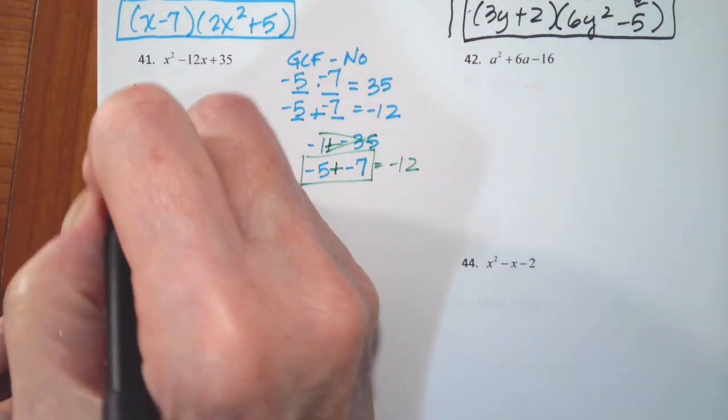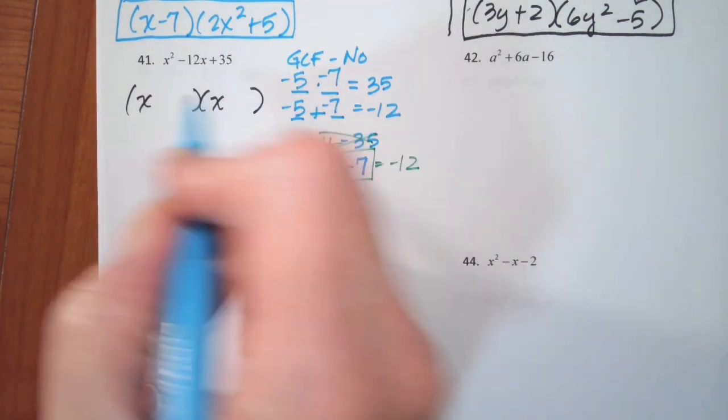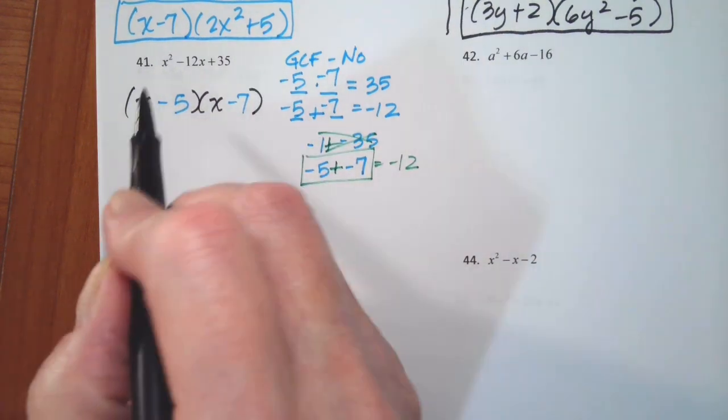So we know now that this factors into an x and an x, and then we use our magic numbers. And we're done.